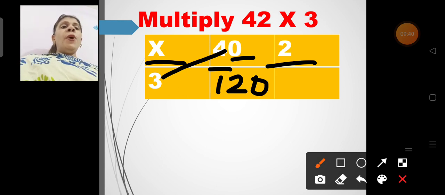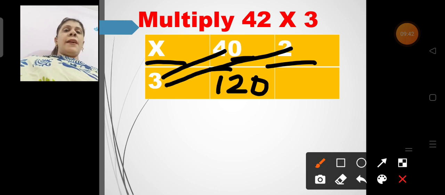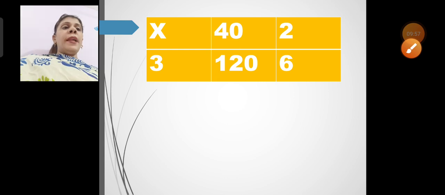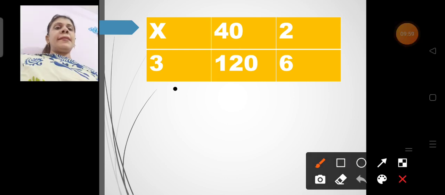Okay. Now what I will do? I will multiply 2 3s. So 2 1s are 2, 2 2s are 4, 2 3s are 6. So I get my answer 120 and 6. Now the next step is what? I will add this number, that is 120 and 6.